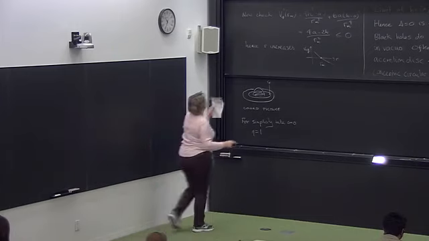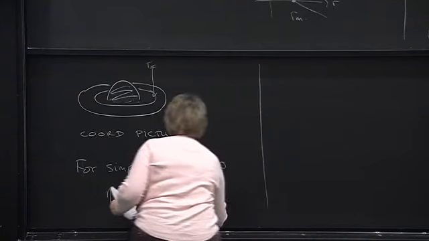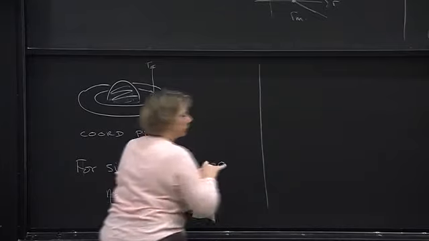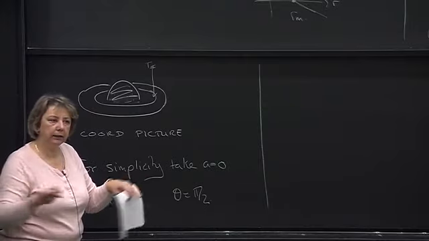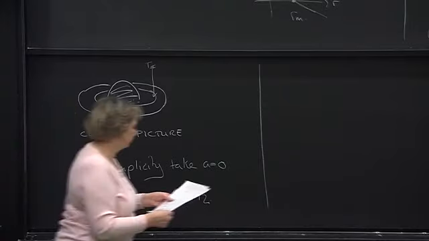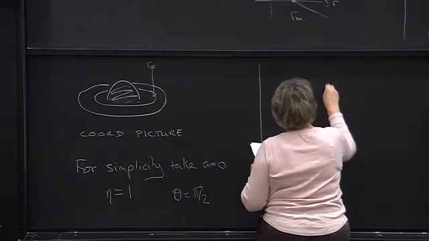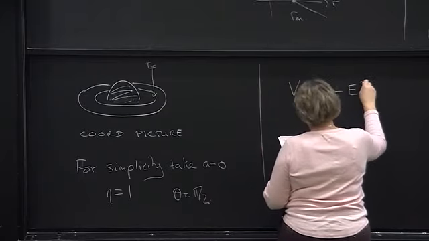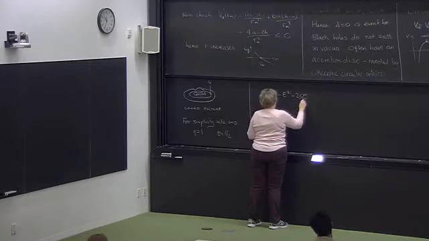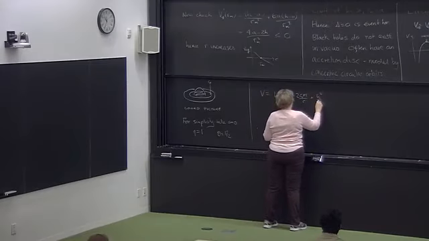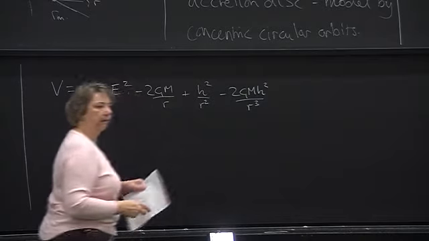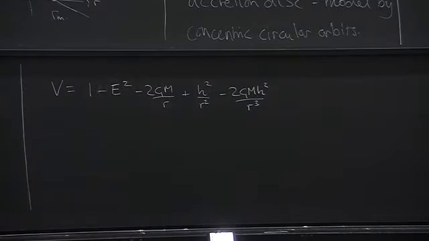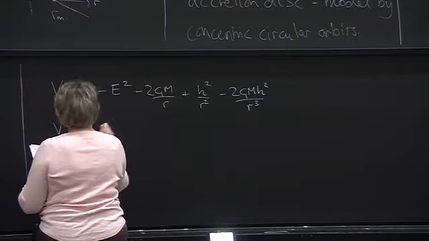So I can read off what V is from the top, and I'm going to take, again, theta is pi on 2. So I'm just going to be very, very simplistic, take a completely flat disk on the equator of a black hole. So this is my effective potential for equatorial GR around a Schwarzschild black hole. I can find its derivative easily.